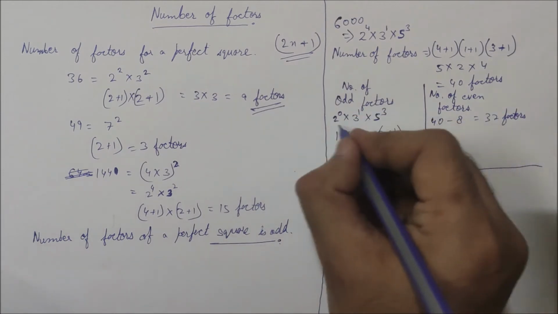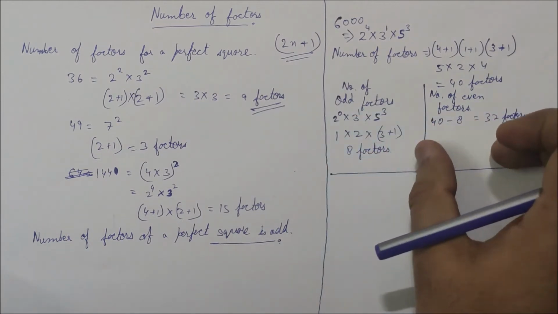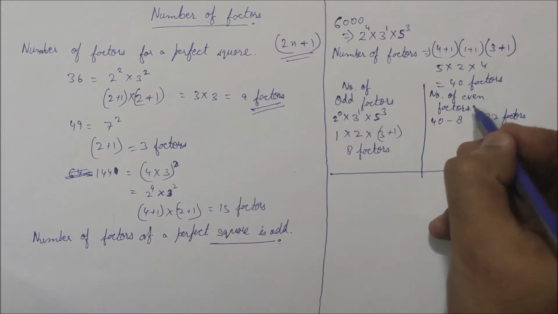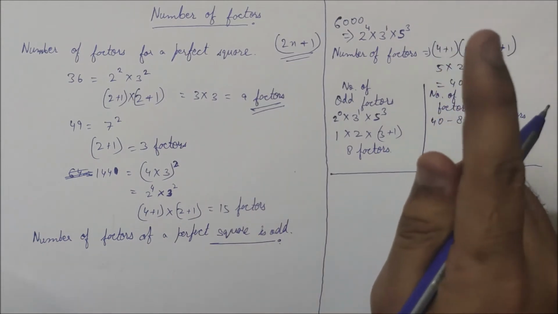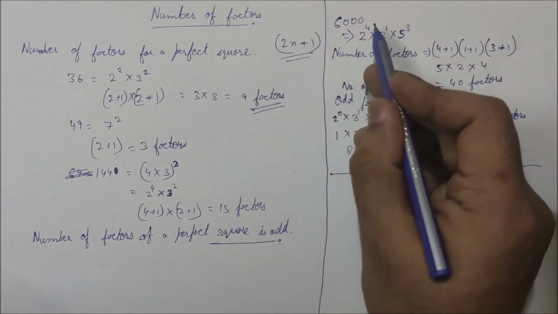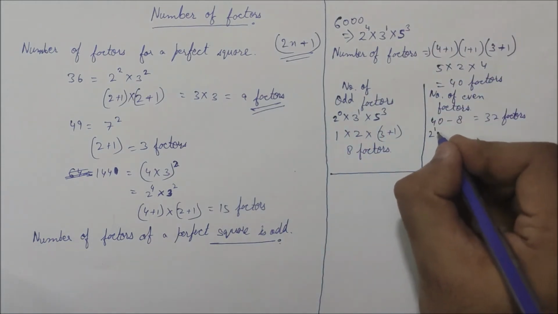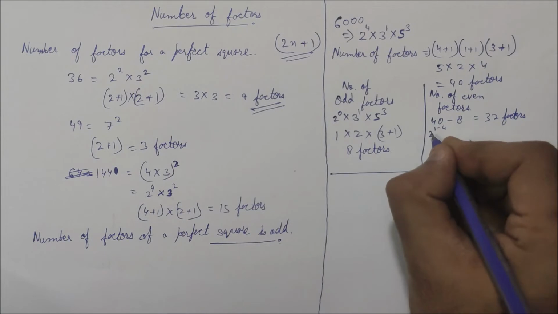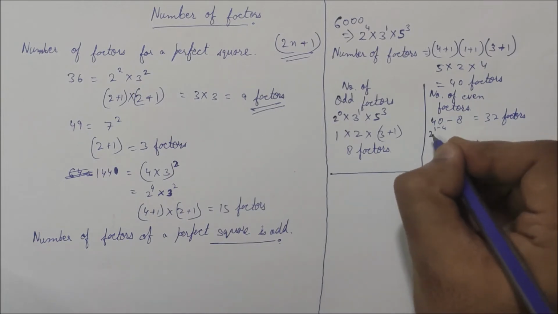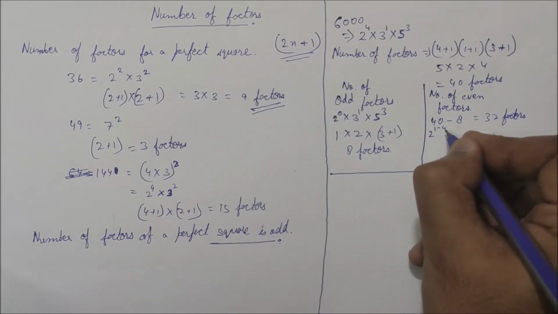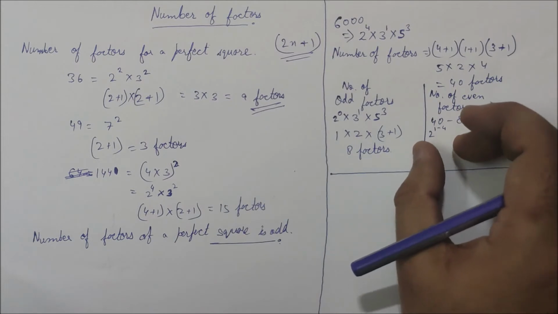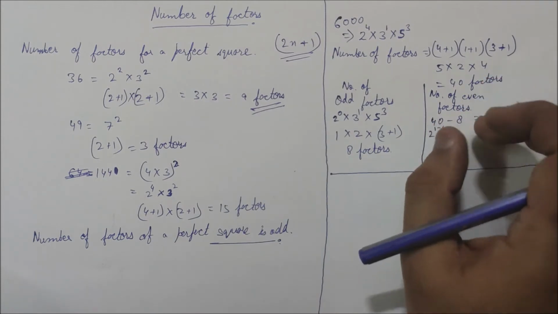I can do this prime factorization for even factors also. So for the number of even factors, I need at least one 2. The number of 2's should be at least 1. So I can take 2 to the power 1 till 2 to the power 4: 2 to the power 1, 2 to the power 2, 2 to the power 3 and 2 to the power 4. So any of these options are available for the number of even factors.